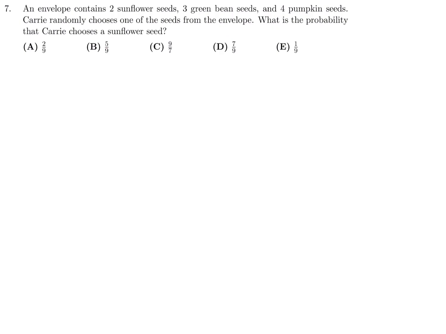An envelope contains 2 sunflower seeds, 3 green bean seeds, and 4 pumpkin seeds. Carrie randomly chooses one of these seeds from the envelope. What is the probability that Carrie chooses a sunflower seed? Okay, so we have 2S, 3G, and 4P. So if we choose one and we want it to be a sunflower seed, the probability is going to be 2, because there's 2 sunflower seeds, over the total number of seeds, which is 2 plus 3 plus 4, which is 9. So 2 over 9 is the answer to number 7, which is choice A.